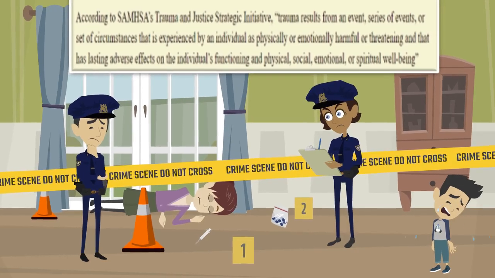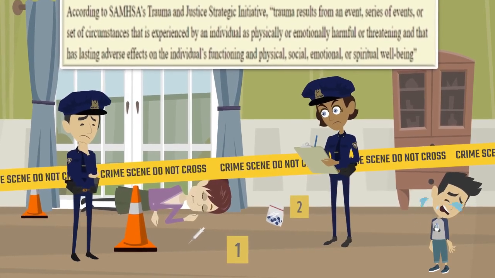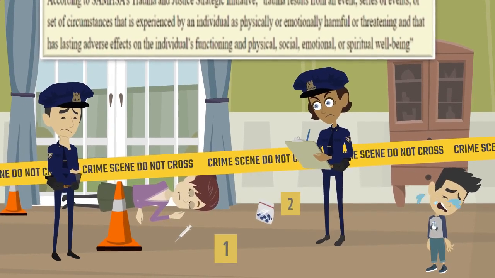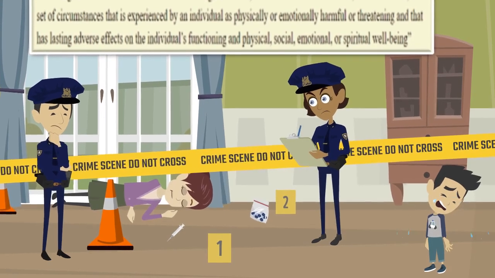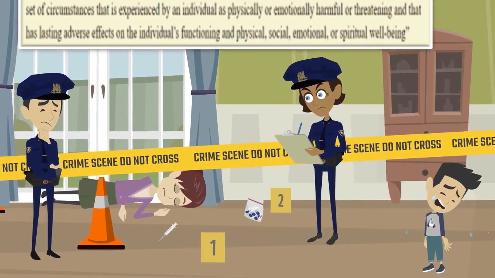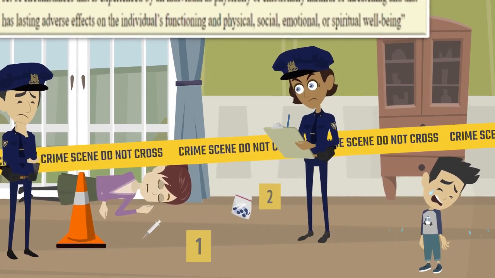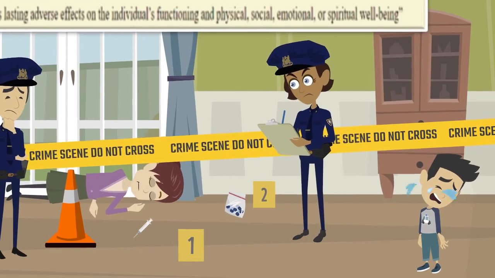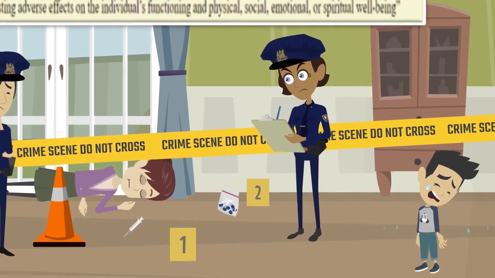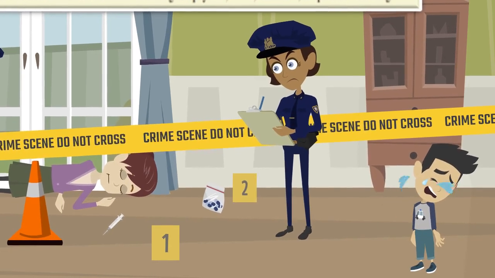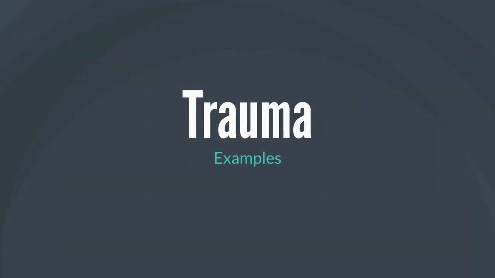Trauma results from an event, a series of events, or a set of circumstances that is experienced by an individual as physically or emotionally harmful or threatening. Traumatic events have lasting effects on the individual's functioning and physical, social, emotional, or spiritual well being. Let's look at some examples of trauma.